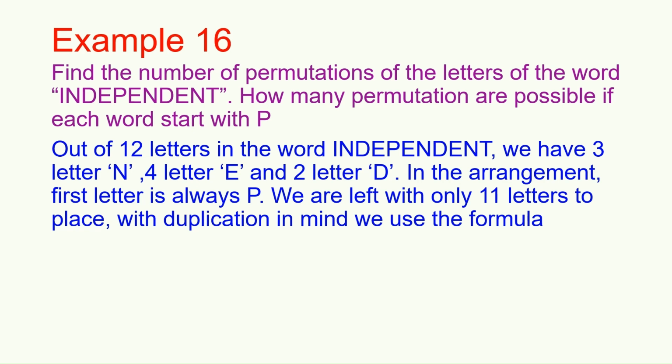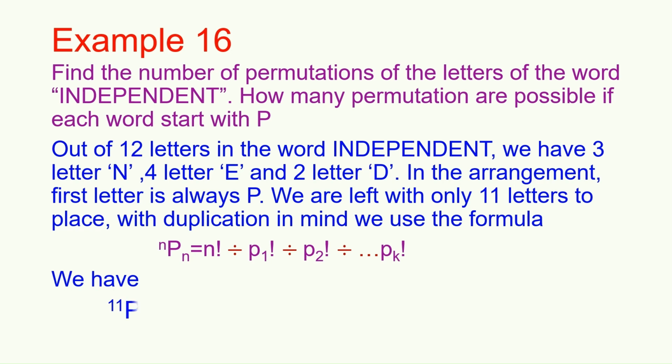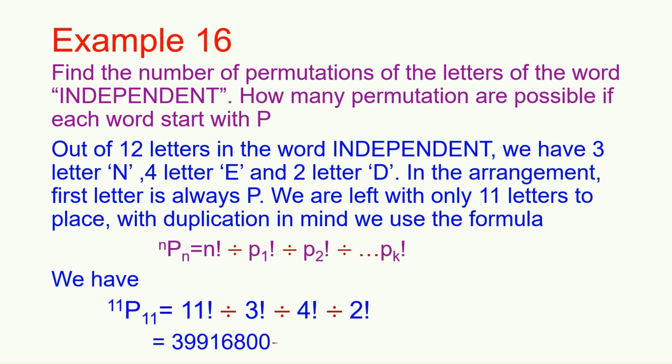With duplication in mind, we use the formula nPn equals factorial n divided by factorial p1 divided by factorial p2 divided by factorial pk. We have 11P11 equals factorial 11 divided by factorial 3 divided by factorial 4 divided by factorial 2, which equals 39916800 divided by 288 equals 138,600.